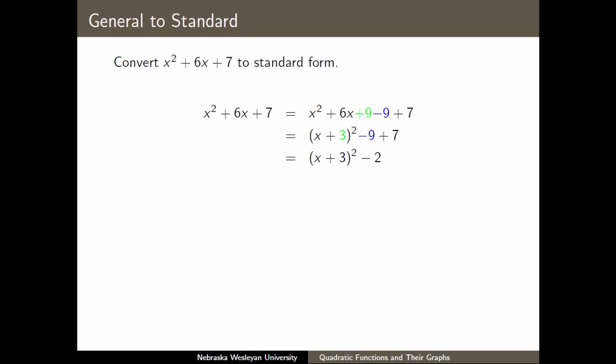How did I come up with the plus 9 in the first place? I took the coefficient 6, divided by 2 to get 3, and squared to get 9. Why does this work? Recall when we multiplied out x plus 3 squared, we got a copy of 3x and another copy of 3x. So those two 3x's need to add up to 6x, which is why I started by dividing the 6 by 2.